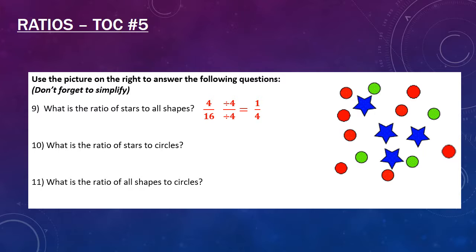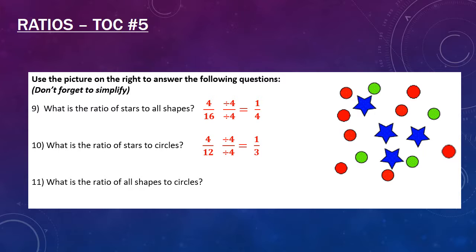Next one says, what is the ratio of stars to circles? Well, there are 4 stars, so that goes on the numerator, and if there's 16 total shapes and 4 of them are stars, then I could subtract to figure out how many circles there are, which is 12. Then I'm going to divide by the greatest common factor, which is 4, and I end up with 1 over 3. So there's 1 star for every 3 circles.